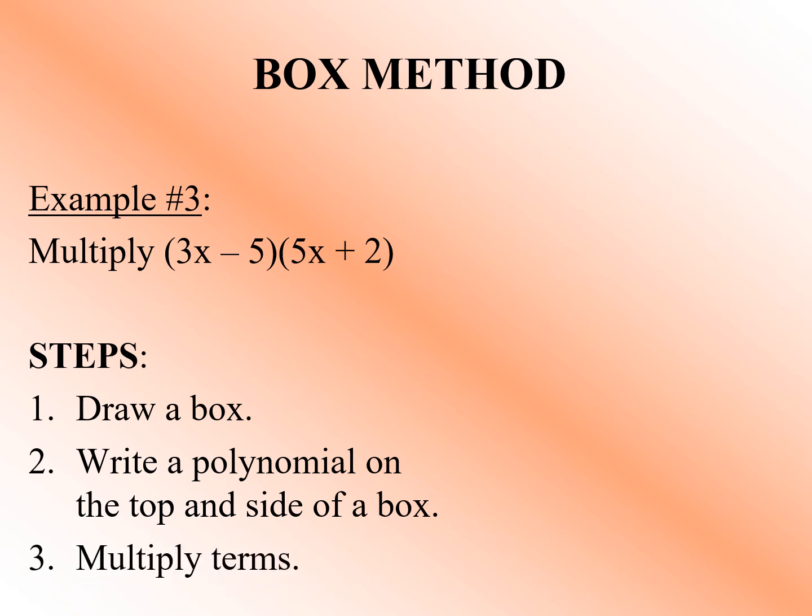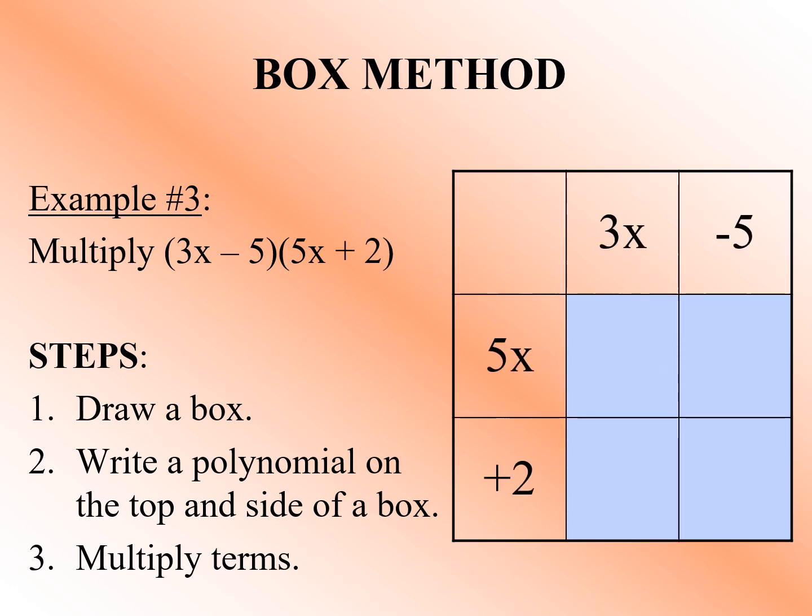And the third one is we multiply terms. So we have here the box. There you go. And notice that our first binomial, which is the 3x minus 5, is on top. And our 5x plus 2, which is the second binomial, is at the side of the box. So take note that this one here is an empty space. So you don't put anything here.